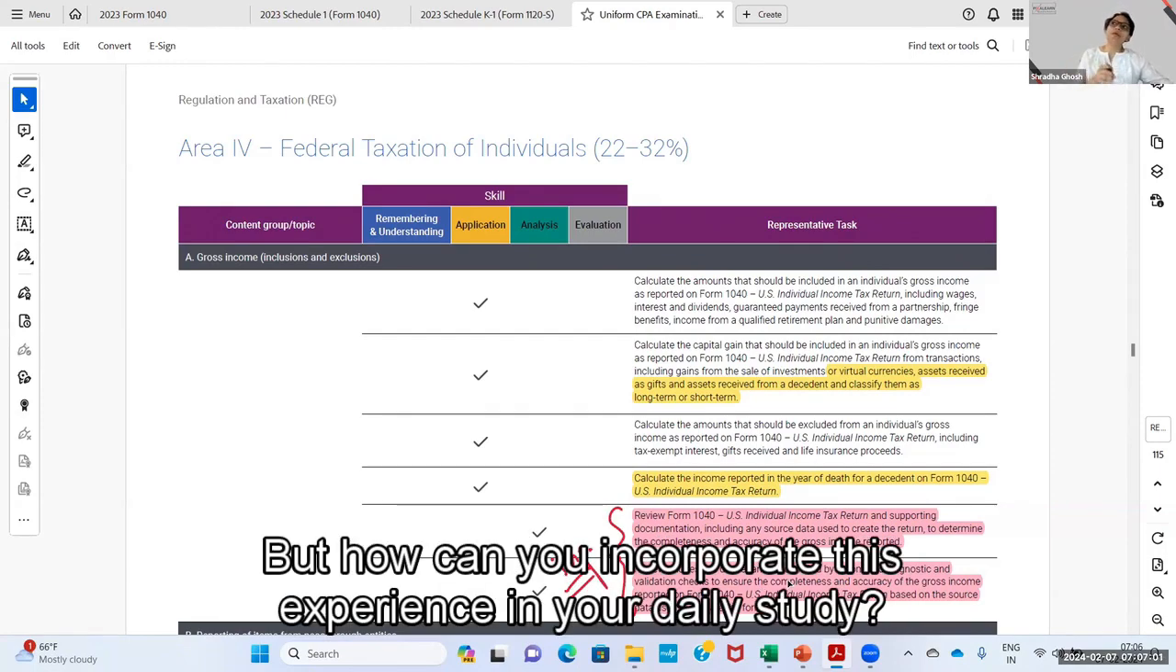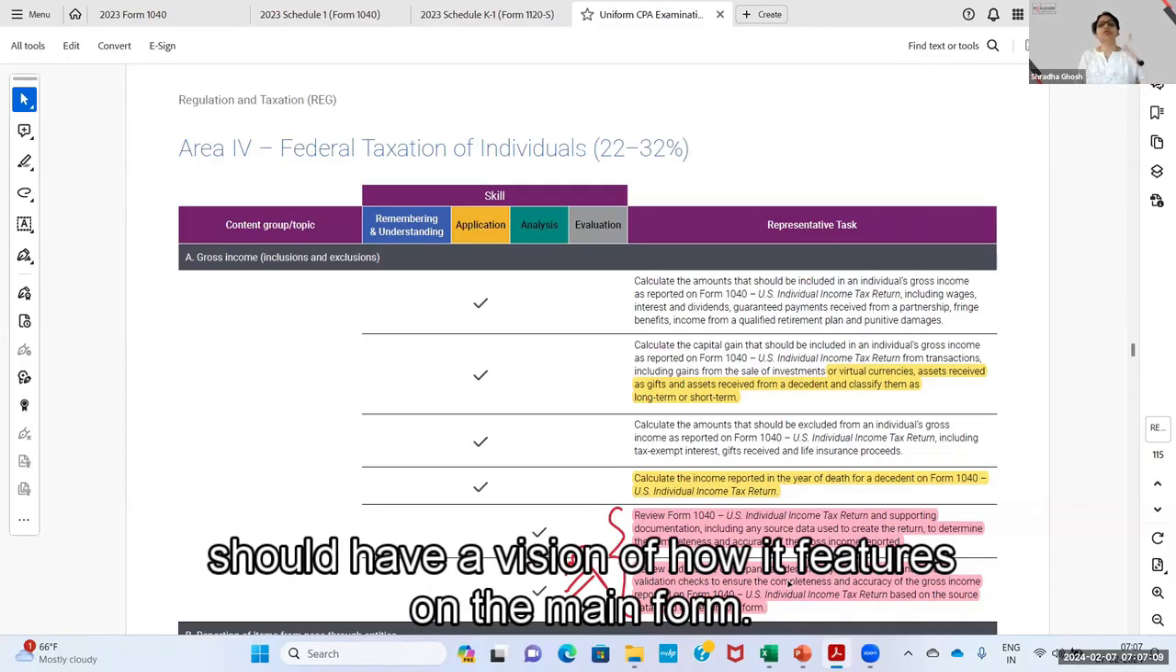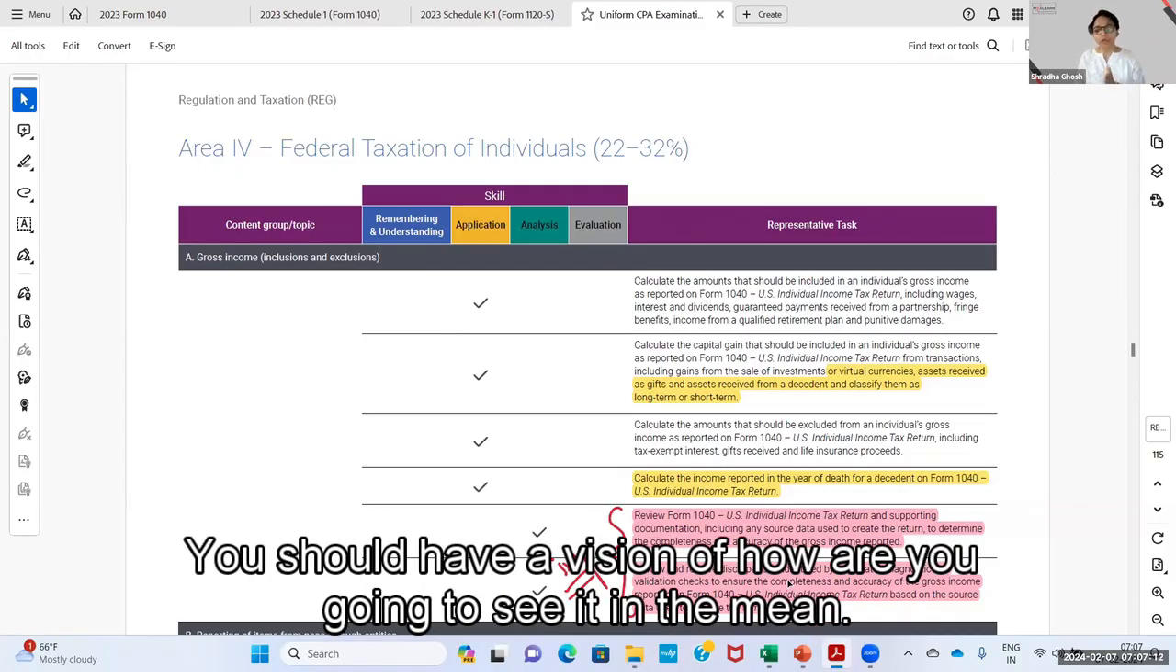But how can you incorporate this experience in your daily study? What you can do is, every time you see a particular provision, you should have a vision of how it features on the main form. You should have a vision of how you are going to see it in the main form.